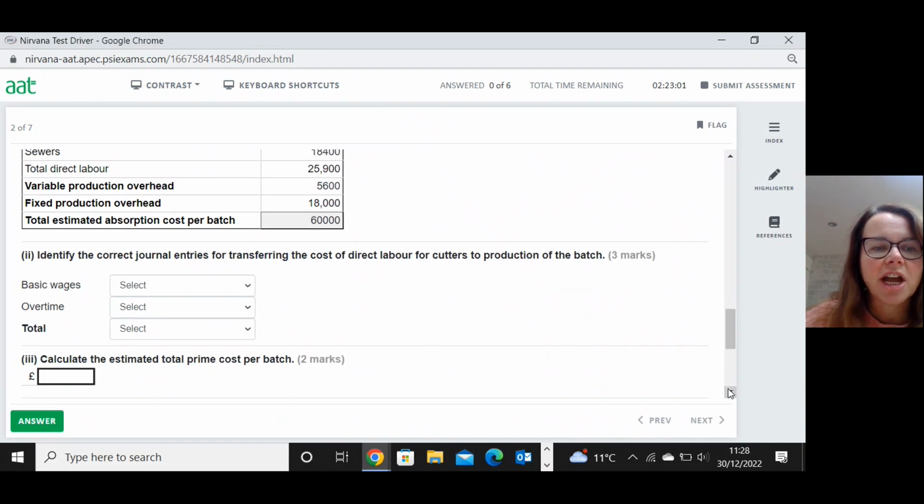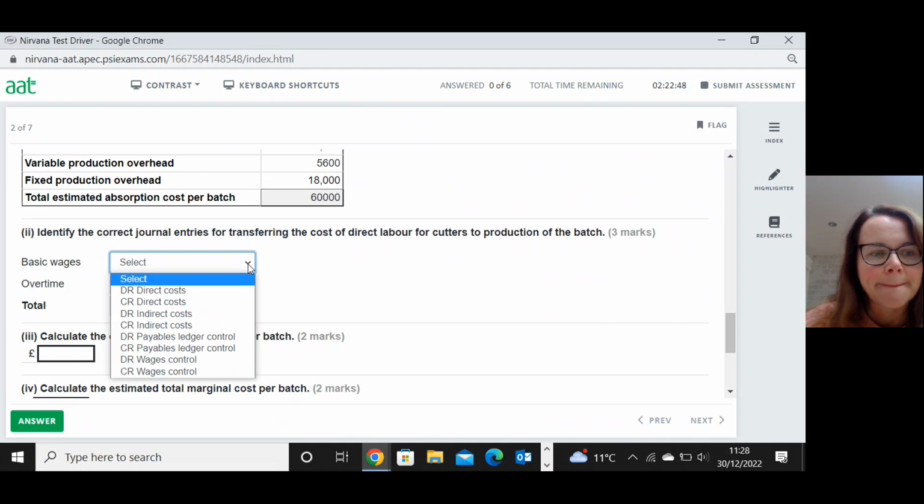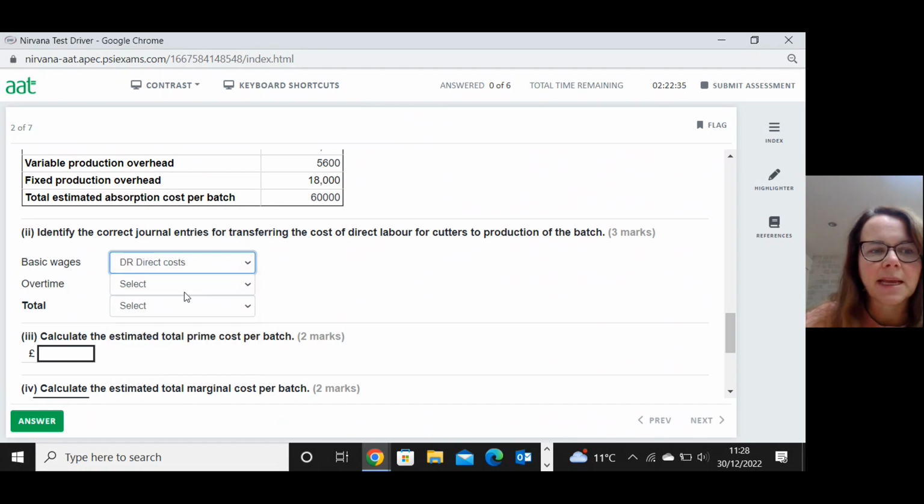Identify the correct journal entries for transferring the cost of direct labour for cutters to production. Now, it's not asking for any figures here. It's just got a drop-down menu. So I know that basic wages are always a direct cost. It's going to be a debit because it's an expense. It's a cost of production.